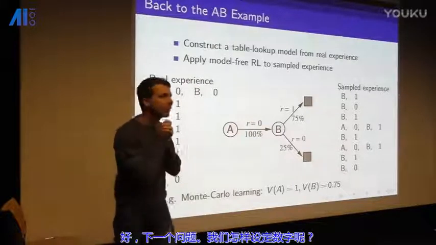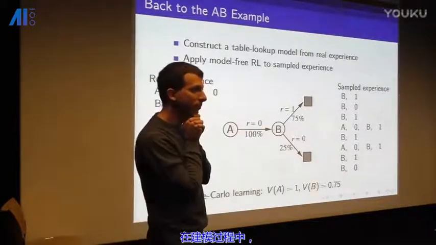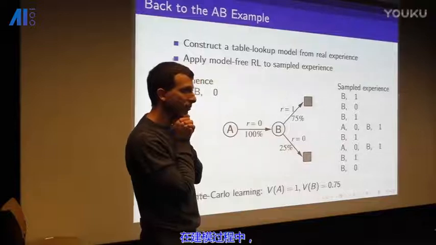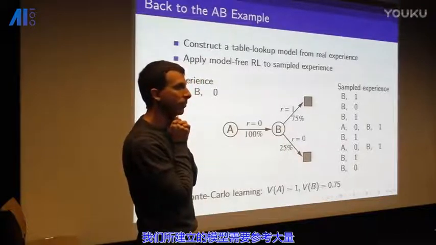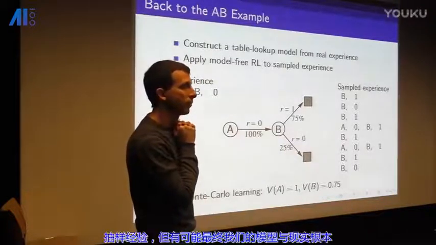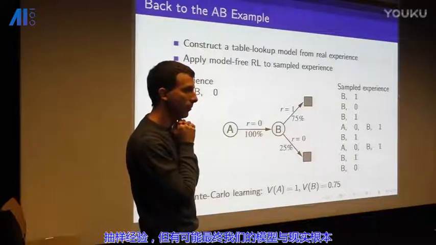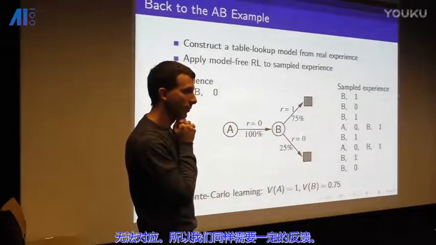Okay, question. How do we change the number of episodes that we need to look at? Because we might build a model based on a lot of sample experience, but maybe our model doesn't correspond to reality at the end.